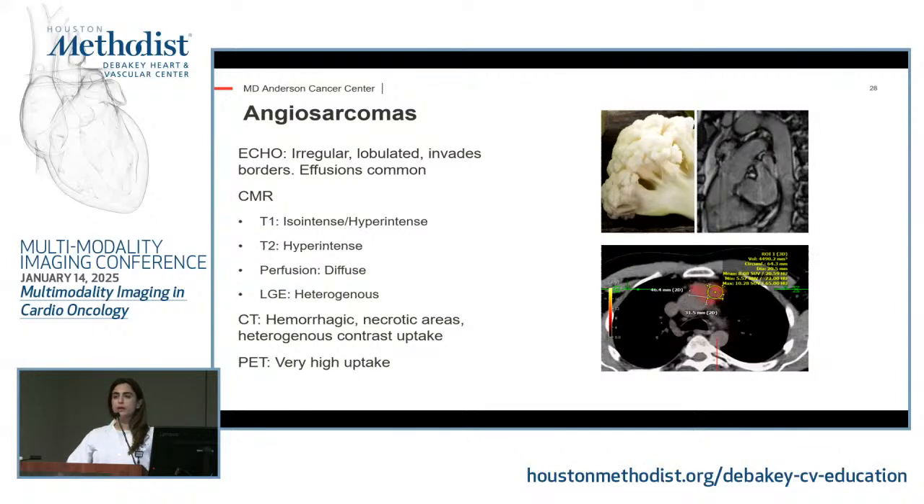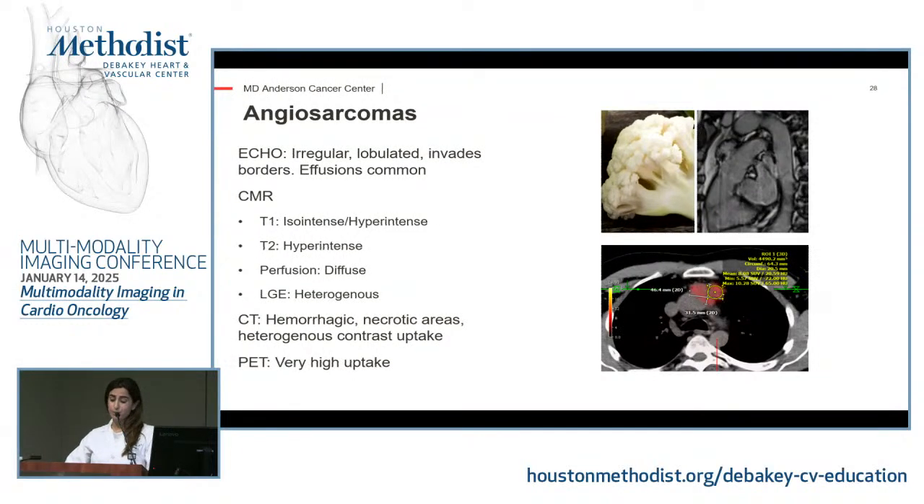The most common location based on the literature is right atrium, and these are the most common primary malignant tumors of the heart. But in this case, it was involving the main PA, and you always want to exclude it. Again, if you take anything from this mass talk, if a mass involves the main PA, angiosarcoma until proven otherwise.